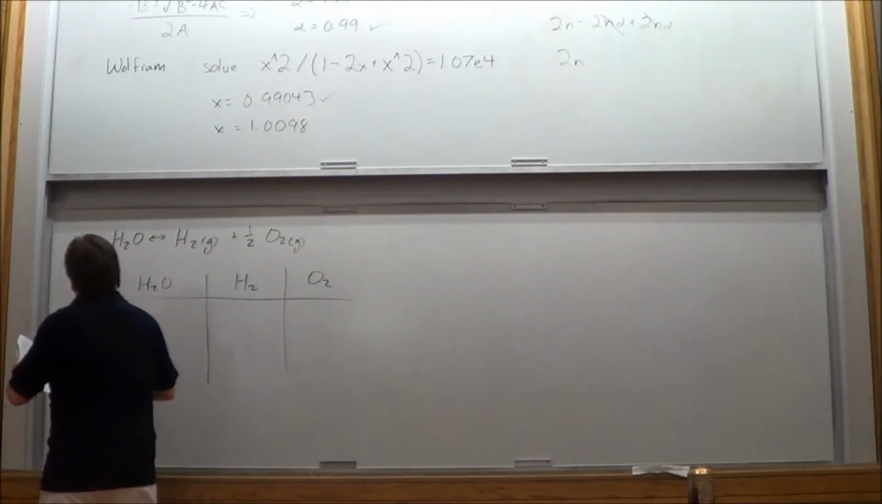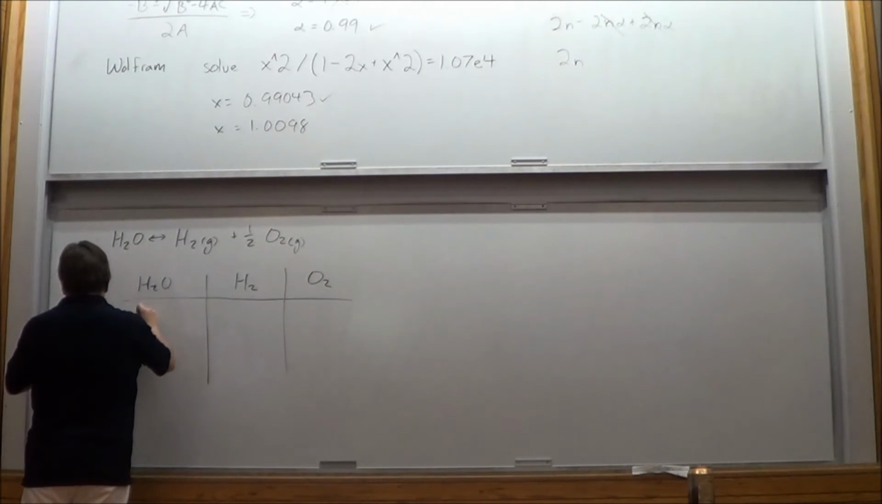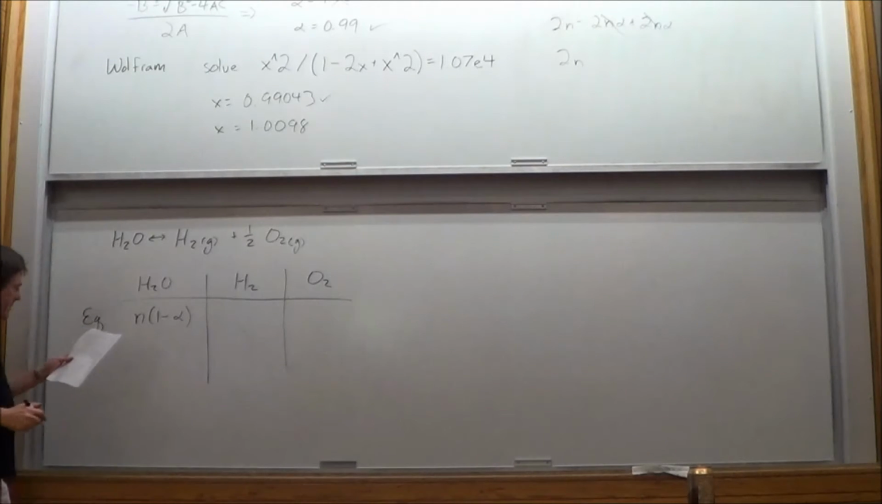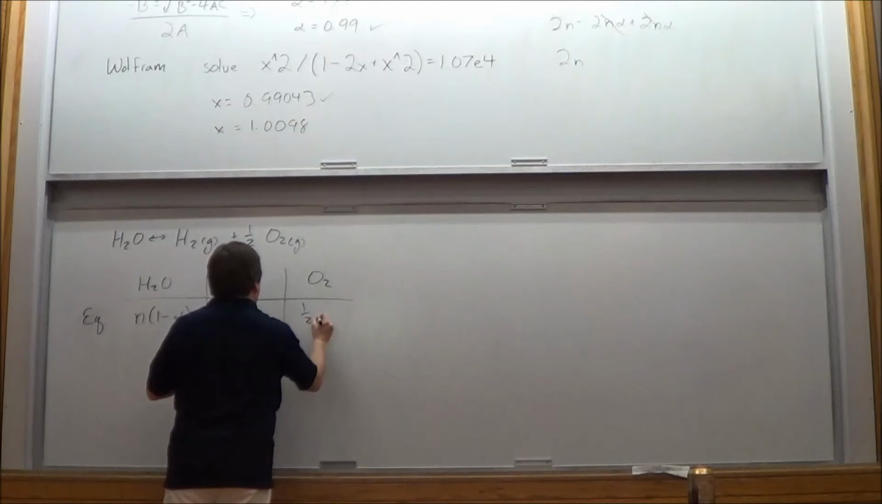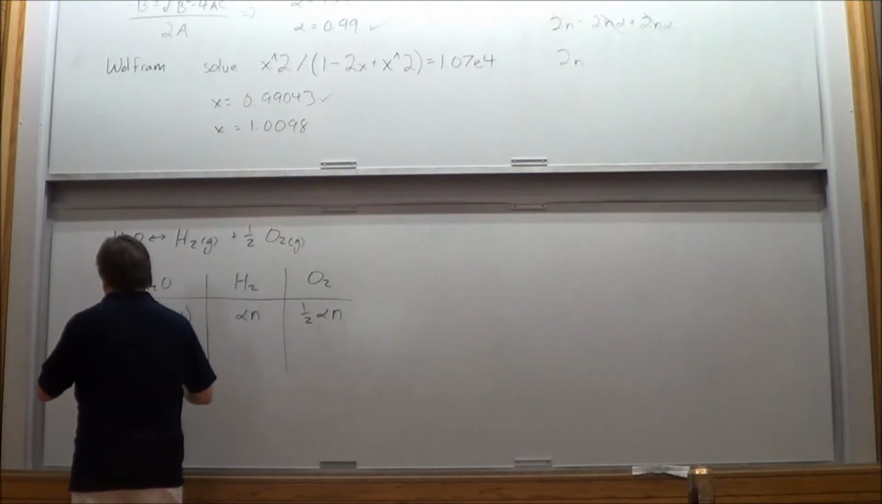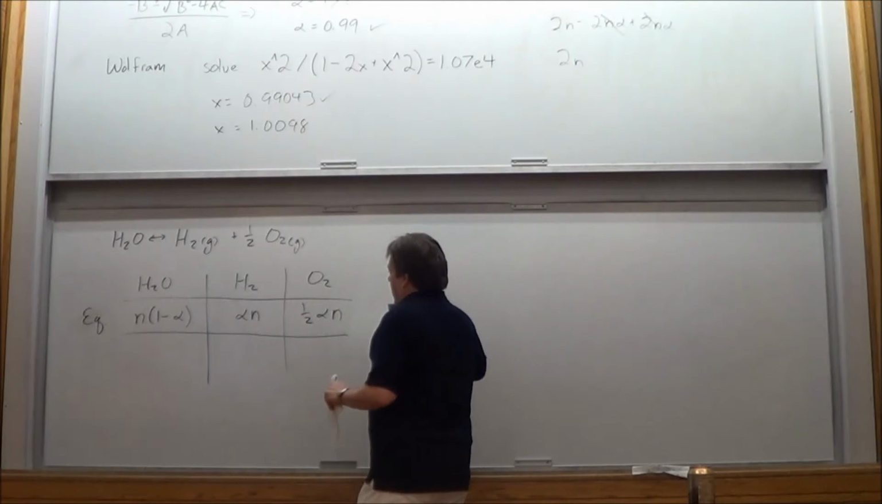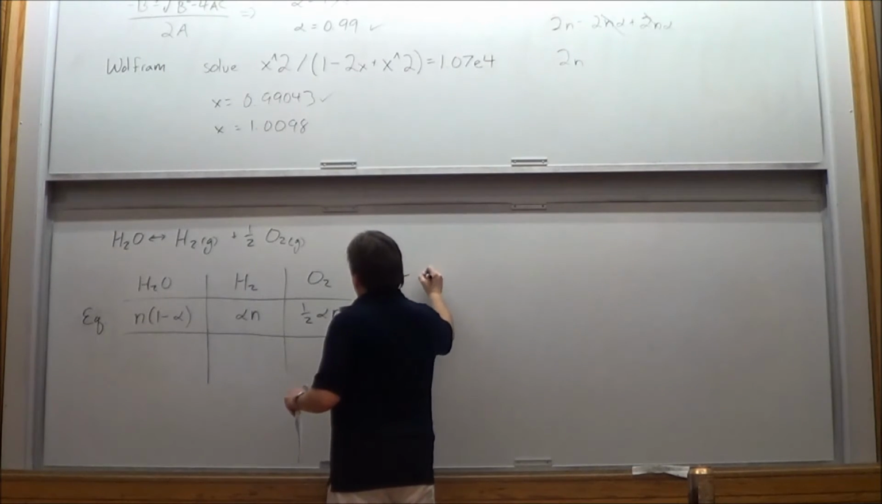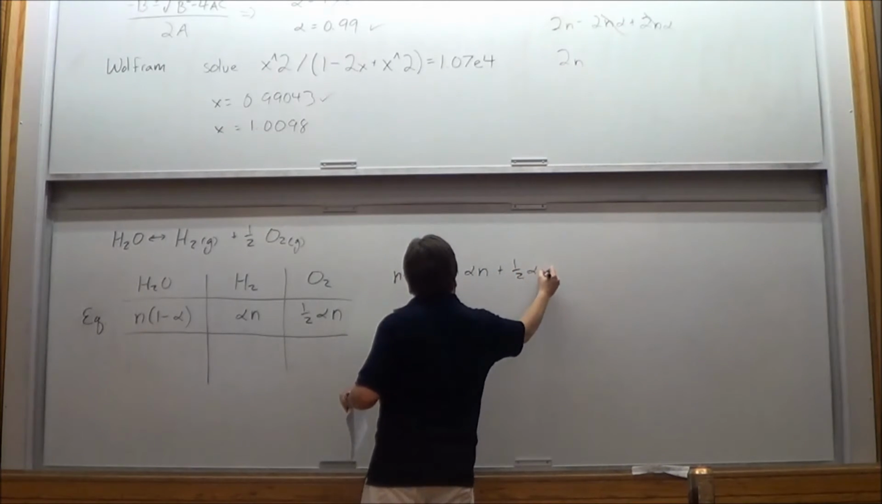And so the initial, at equilibrium, this is the equilibrium. Now again, I'm going to start with n, and I'm going to lose that much. I'm gaining this much. I'm gaining this much. The total again is n minus alpha n plus alpha n plus 1/2 alpha n.